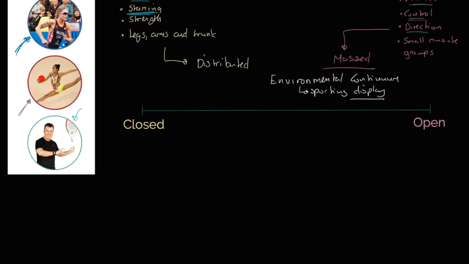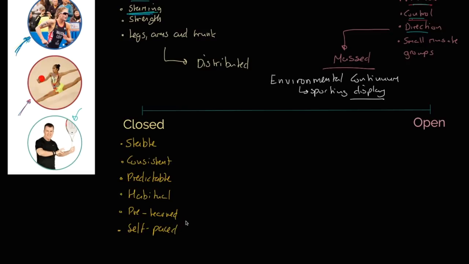Now, let's first of all talk about closed skills. Closed skills work like this. They are stable. They are consistent in the sense that they are performed in the same way over and over again. They are predictable. There's no nuanced, surprising technique being developed. They are habitual. They are pre-learned. And they are self-paced, more of which in a few moments' time. All those terms can be used to describe a closed skill.